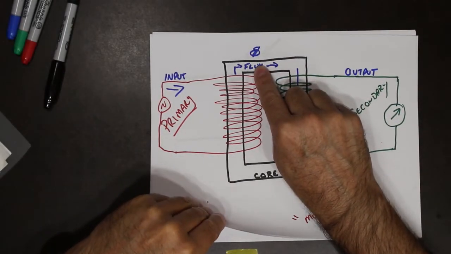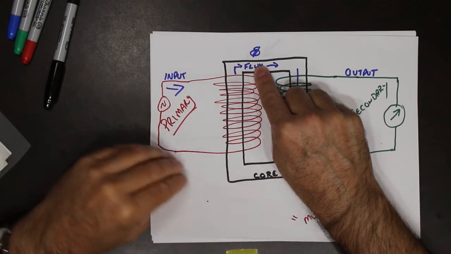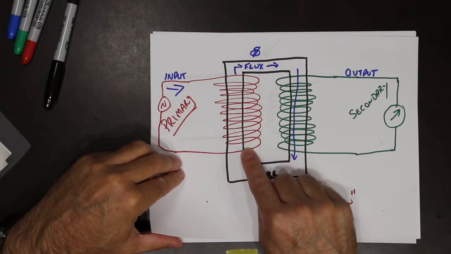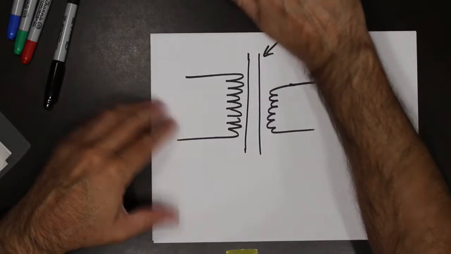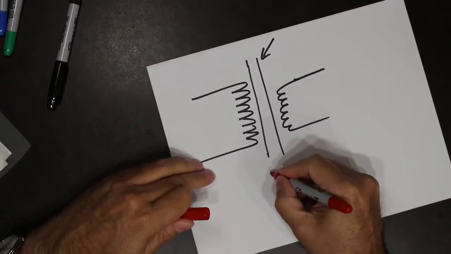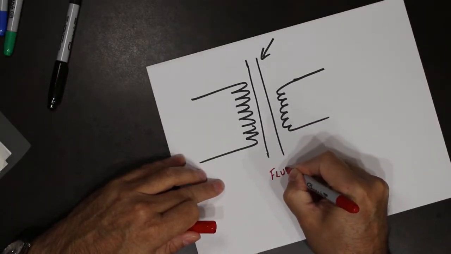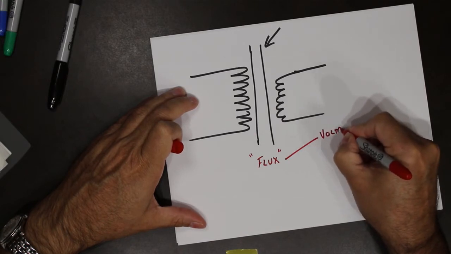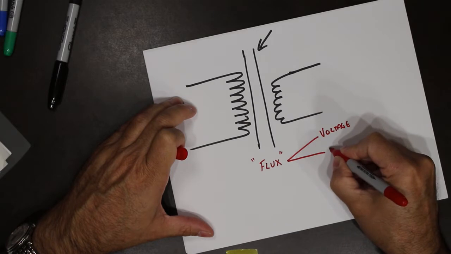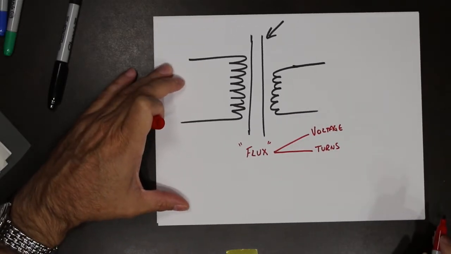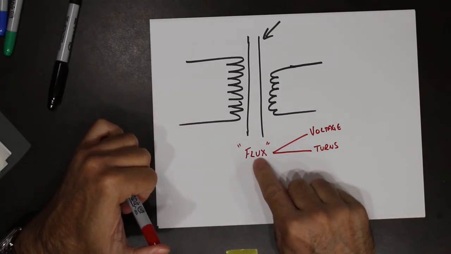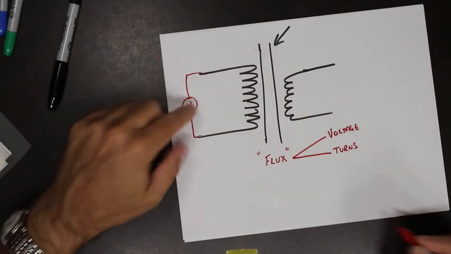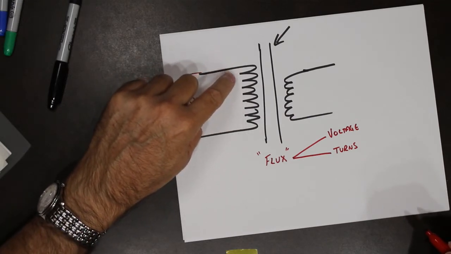This flux is created by two things. It's created by the voltage and the number of turns. So we can say this flux is created by whatever voltage we have here as an input and however many turns that coil is. That creates a certain flux.